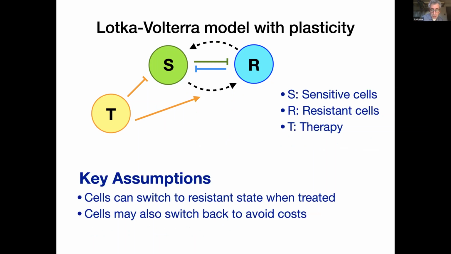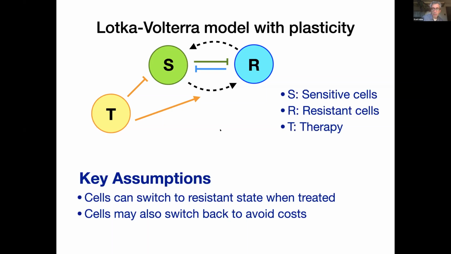Then there's plasticity, which also has been alluded to, and I think we'll hear more about tomorrow, which is that therapy can not only suppress cells' growth, but can alter their behavior. And we may have, in the worst case, the sensitive cells are smart, and the therapy alters their behavior so they become resistant, and maybe the resistant cells are smart too, and if therapy is taken away, they become sensitive again.